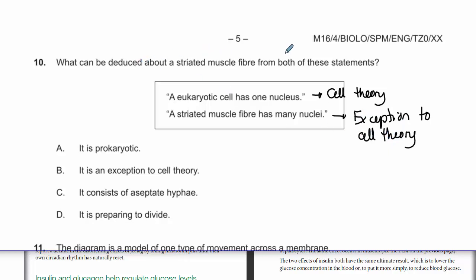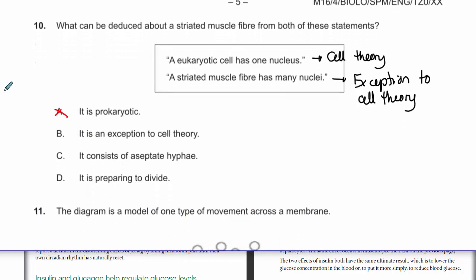So what can be deduced about the striated muscle fiber? Let's say it is prokaryotic. No, because prokaryotes don't have nuclei. B. It is an exception to cell theory. Yes, this is the correct one. C. It consists of aseptate hyphae. Well, yes, some fungi have multiple nuclei because they don't have sectioned off their hyphal segments, but it doesn't have anything to do with striated muscle fibers.